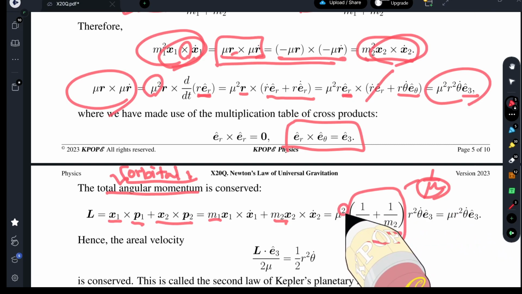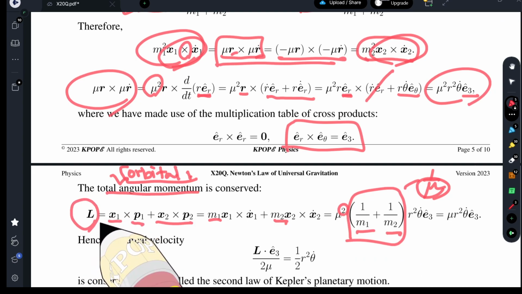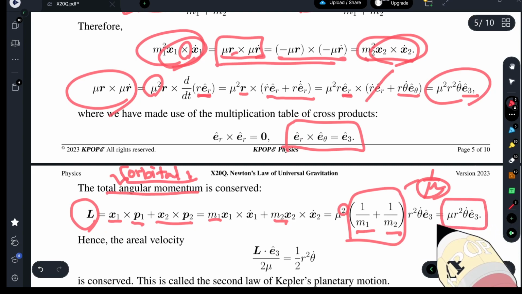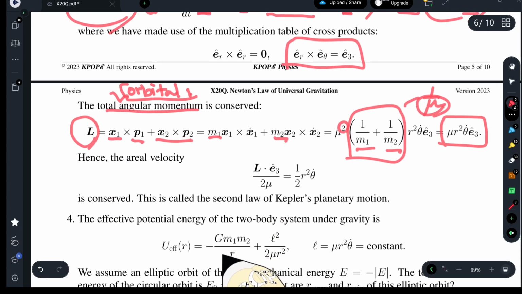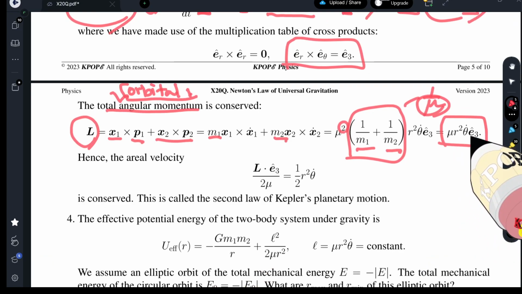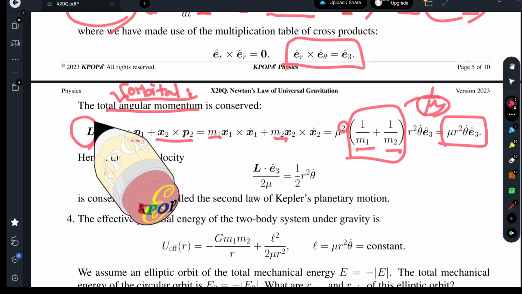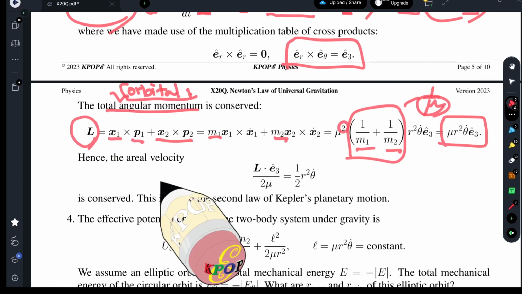Finally, the total orbital angular momentum of this two-body system is completely determined by the reduced mass, the relative coordinate vector squared, and theta dot. And the direction of the orbital angular momentum is perpendicular to the plane to which the two particles' motion is restricted.